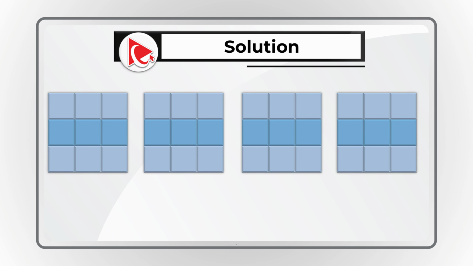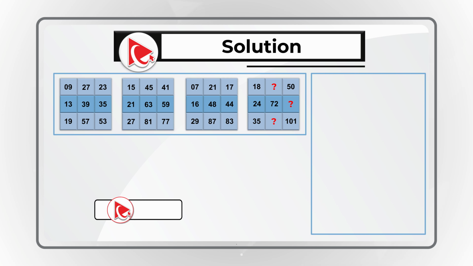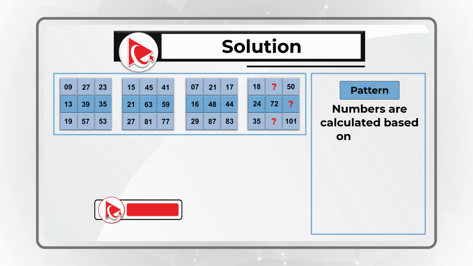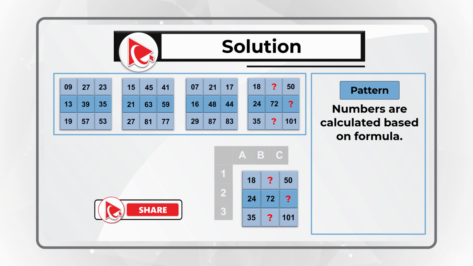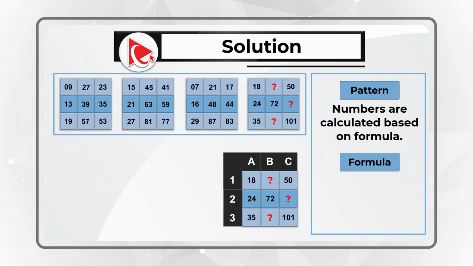I think it's very obvious, and you probably recognize the pattern that's happening here. Numbers are calculated based on the formula. If we break down the matrix into columns A, B, and C, and then add numbers to the rows 1, 2, and 3, the formula can be summarized as: B1 is calculated as A1 multiplied by 3, and C1 is calculated as B1 minus 4.